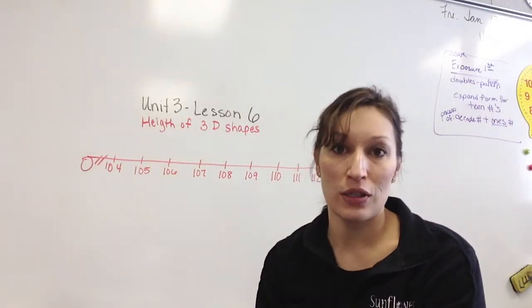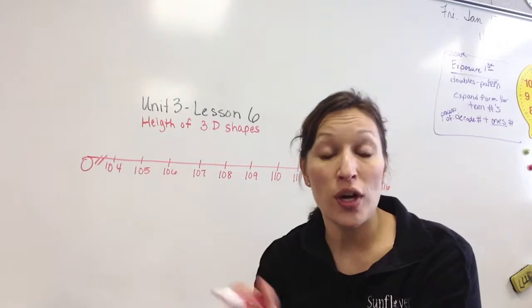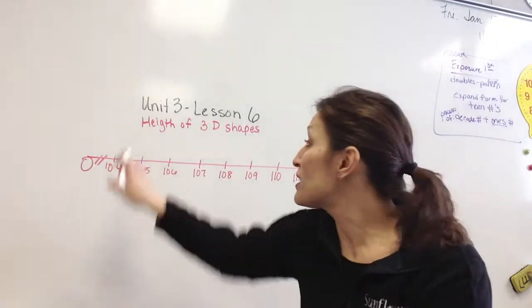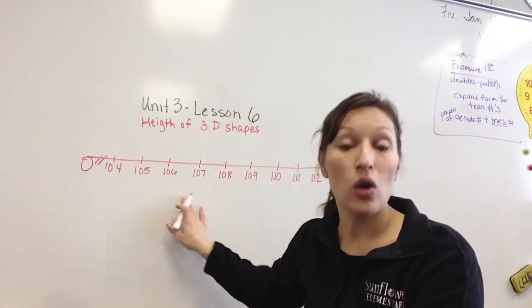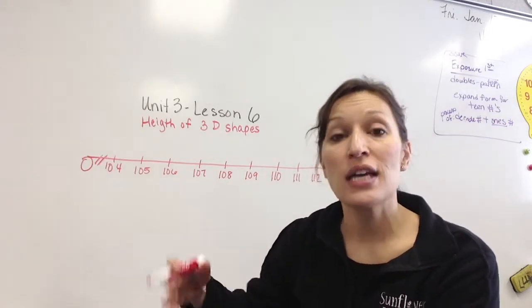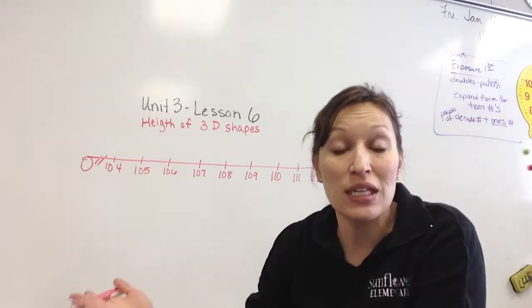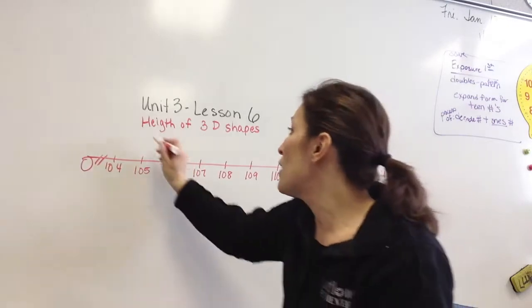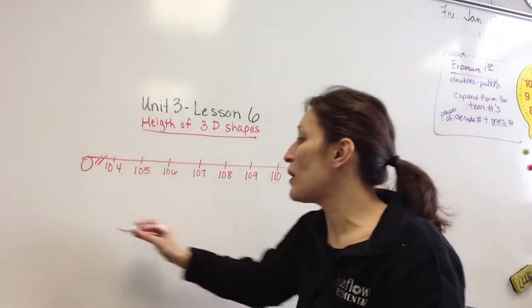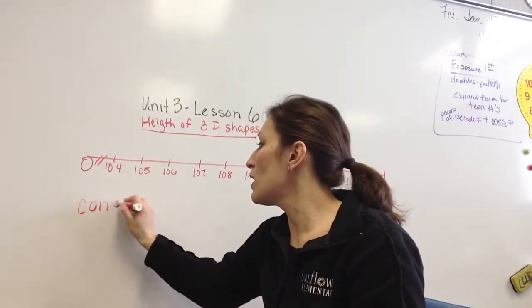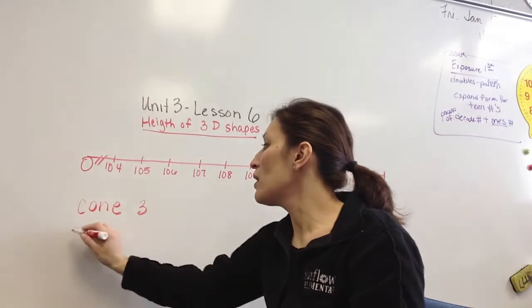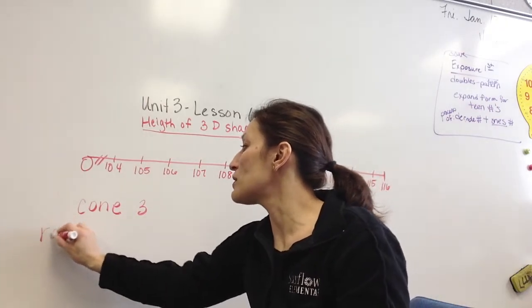Just like you have a title in a story that tells you what your story is going to be all about, the title of a line plot or the title of a graph needs to tell the main idea, what it's mostly giving, what the information is. Height of 3D shapes.